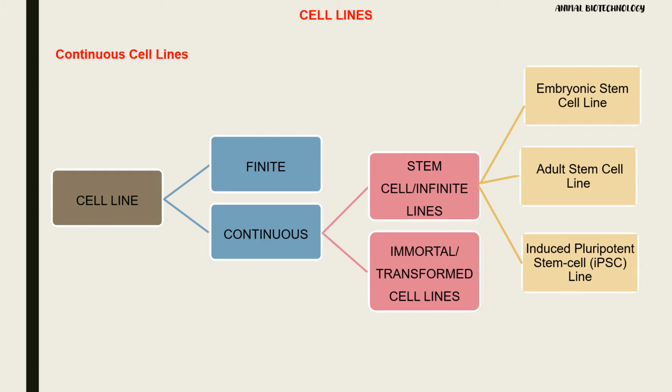The induced pluripotent stem cells are the ones which are derived from somatic cells. The method was discovered by Yamanaka and his team in 2006, for which he was honored the Nobel Prize in 2012.